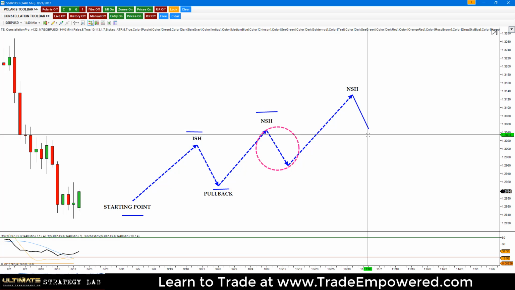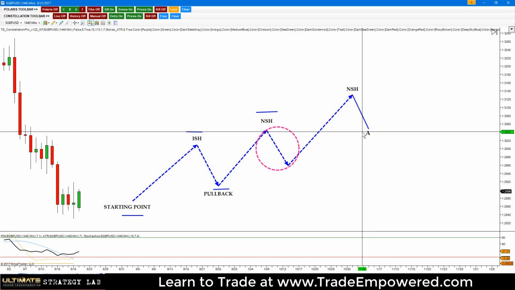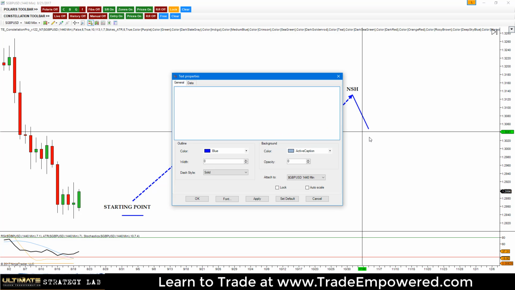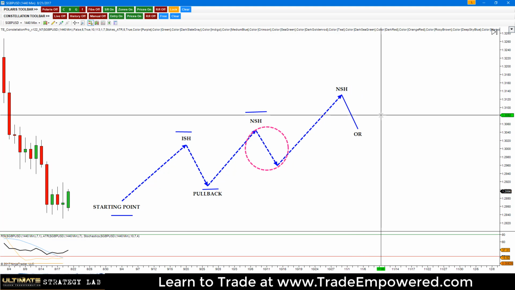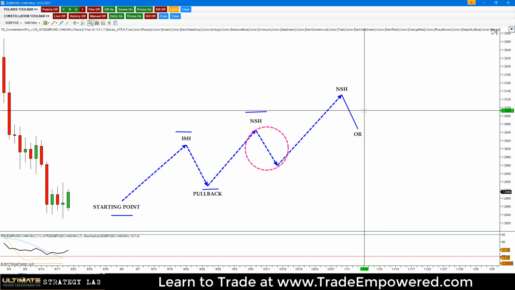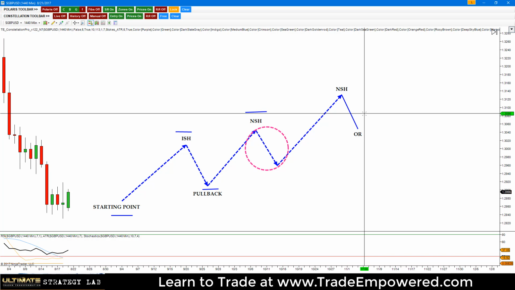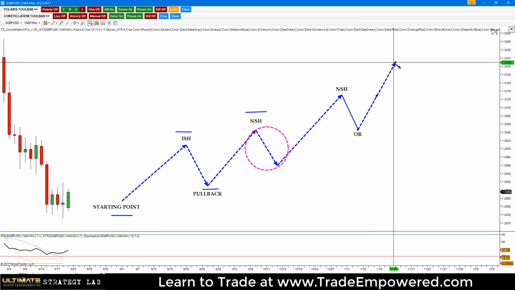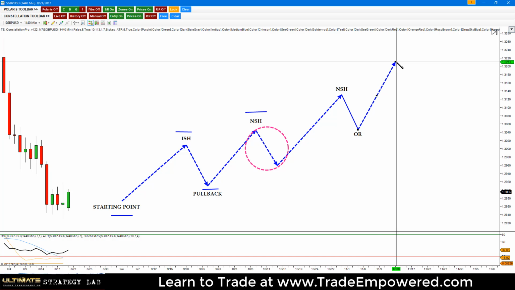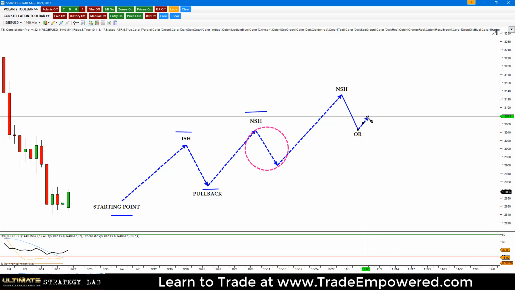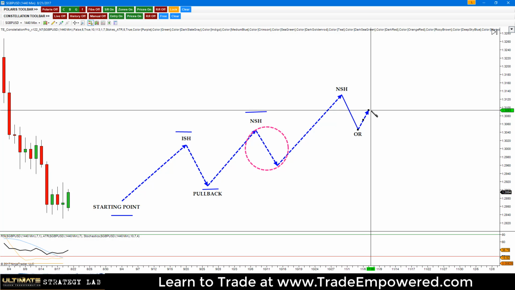This is an outside return. Again, pullback, retracement, whatever you want to call it. So this is good, right? And what do we expect price action to do? We expect price action to continue higher. And as long as we're doing that, it's all good. This is simple.